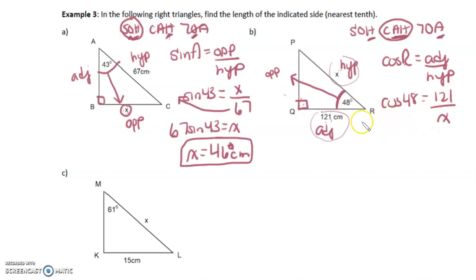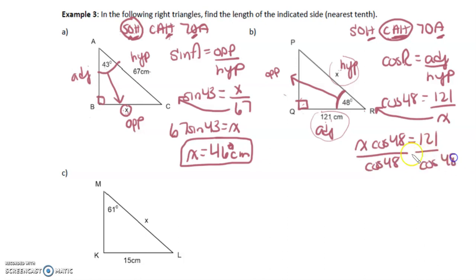So this one's like a 2-stepper. We're going to cross multiply the x up. We get x cos 48 equals 121. Now what we're going to do is divide both sides by cos 48. Those cancel. We get x equals 121 divided by cos 48. We get x equals 9.4 centimeters.